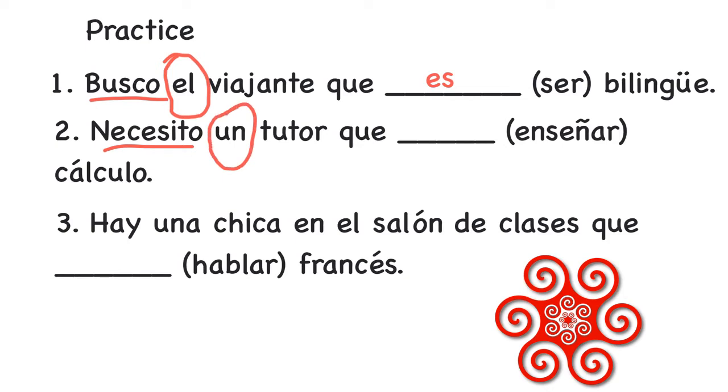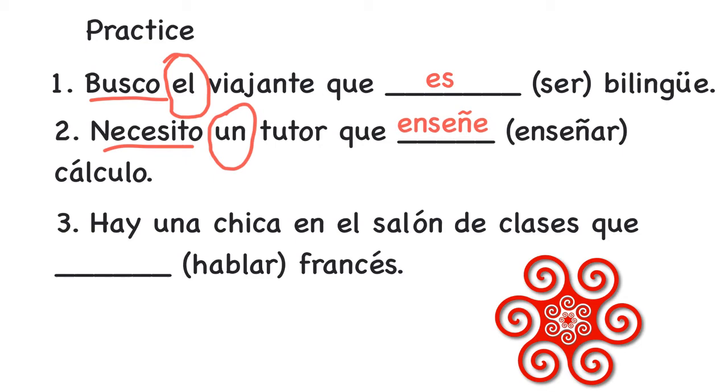Un is an indefinite article, and if you translate this sentence into English, it says, I need a tutor, any tutor, that teaches calculus. Now, it may be that we can find that tutor. It may be that we won't. We don't know because we don't know him. Therefore, this sentence is conjugated in the subjunctive. Okay? Necesito un tutor que enseñe, okay, cálculo.